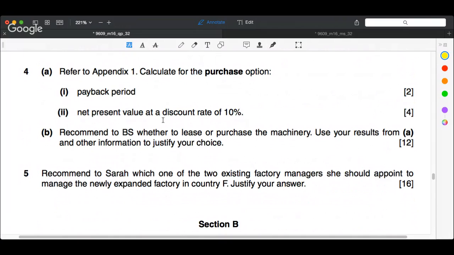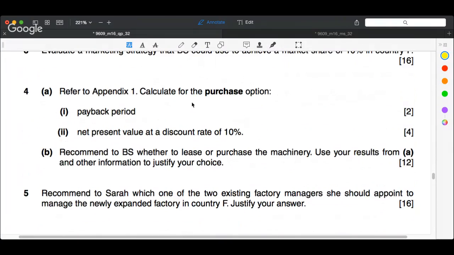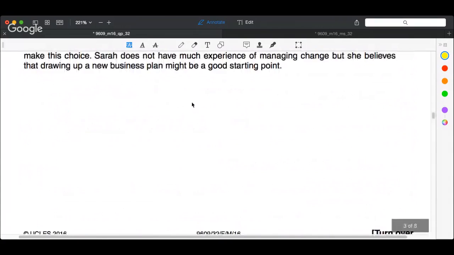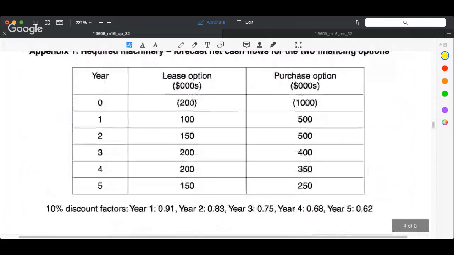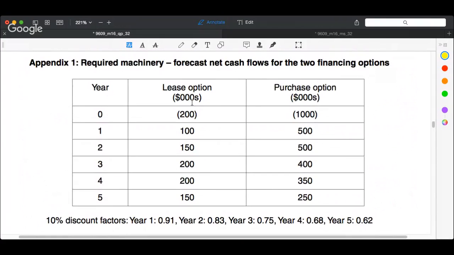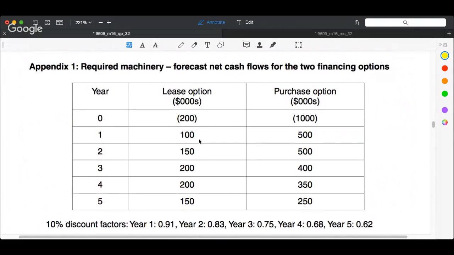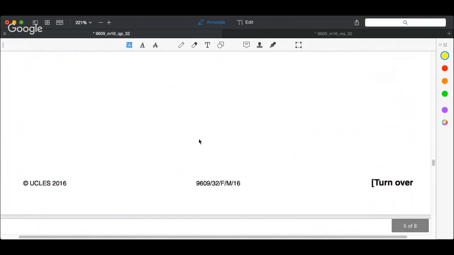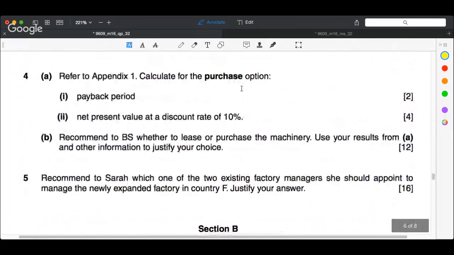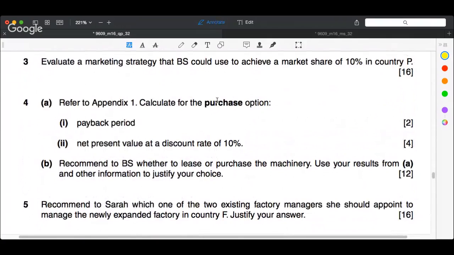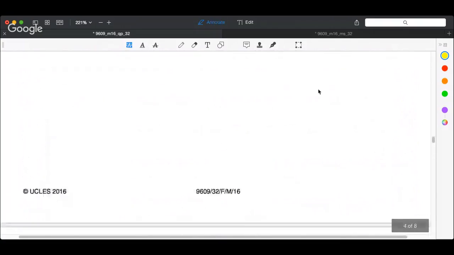Okay, what was the next one? Back up the purchase option, payback period, appendix 1, net present value, discount rate 10%. Okay, appendix 1. And what was this for? Again, this was for the purchase option, payback period, the net present value at a discount rate of 10%. So Annabelle, how did you do this? Was this logical to you, or was this a bit mathsy? A bit mathsy for me.